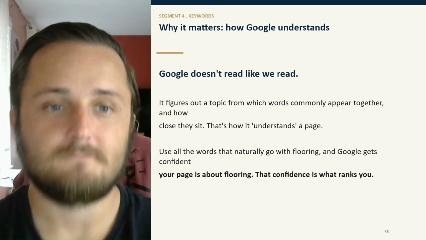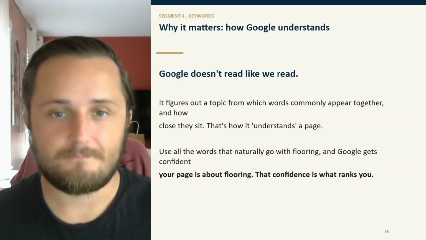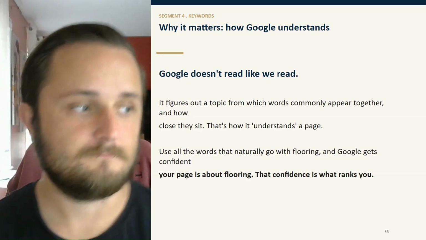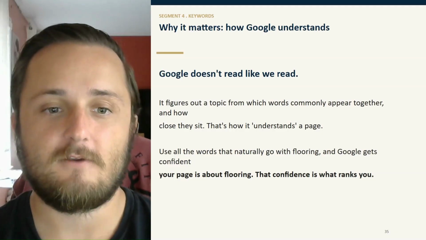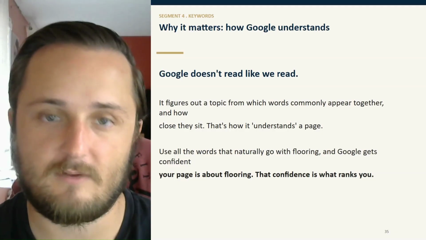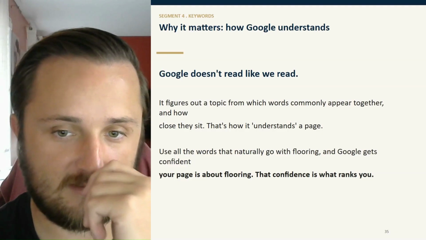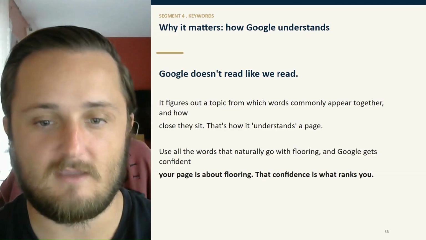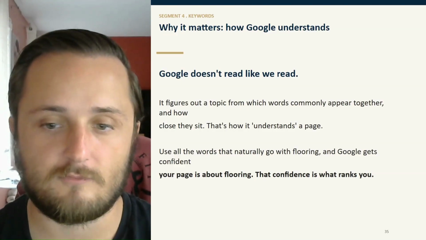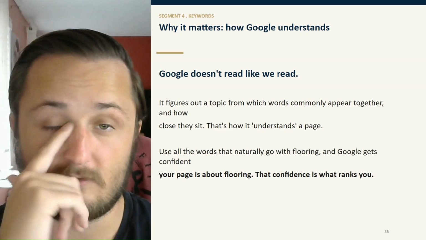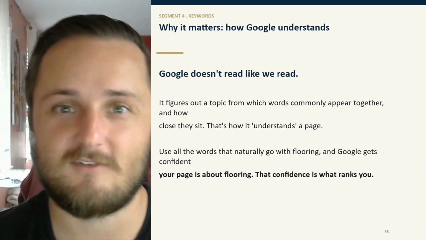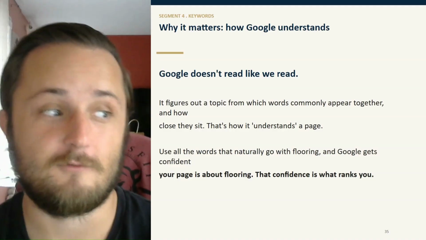So, why it matters is how Google understands. Google doesn't read like we do. It figures out a topic from which words commonly appear together, kind of similar to how I just explained it, and how close they sit. That's how it understands a page. So use all of the words that naturally go with flooring, and Google gets confident your page is about flooring. It kind of just makes sense, just talk about flooring because you're a flooring contractor.